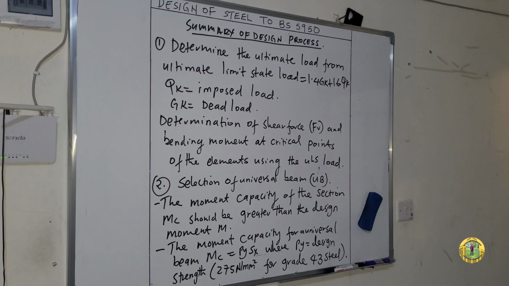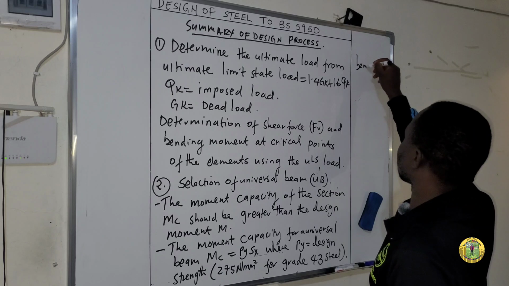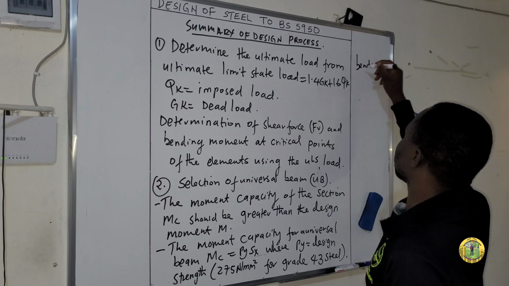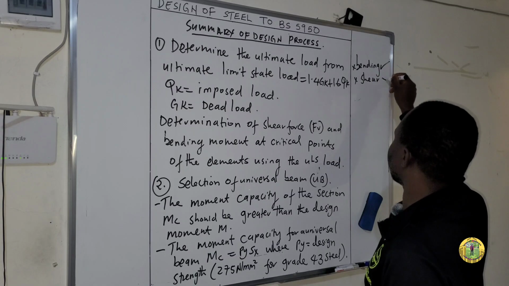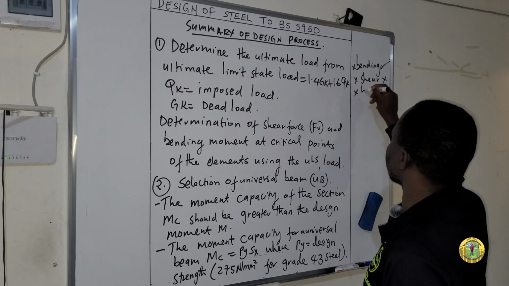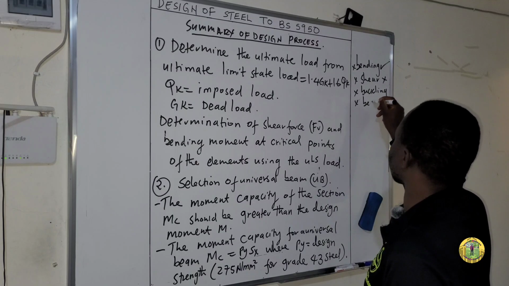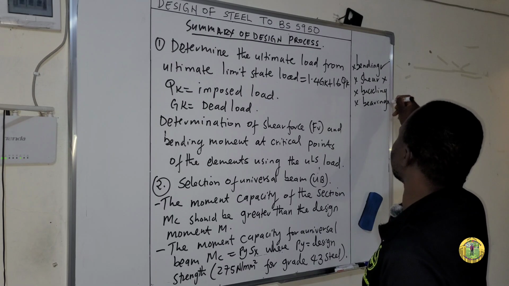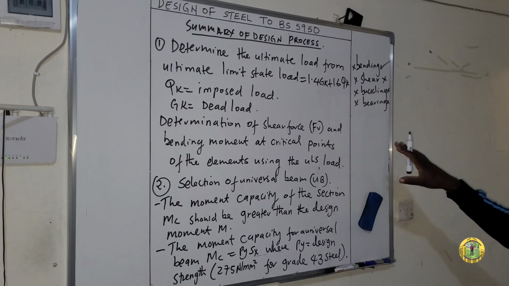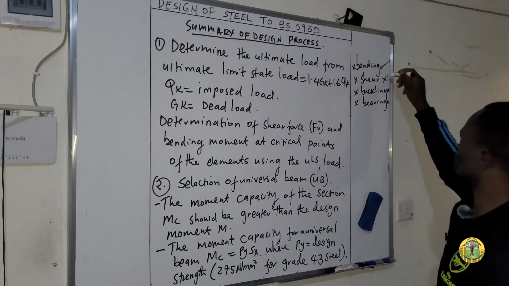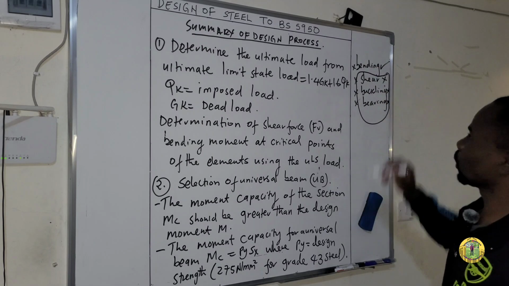Now, for design consideration, I have covered only bending. So this one is done. I'm remaining with shear, not covered, also buckling and web bearing, also not covered. So I want now to do the summary of the design process, and in this I will include the remaining 3 design considerations.